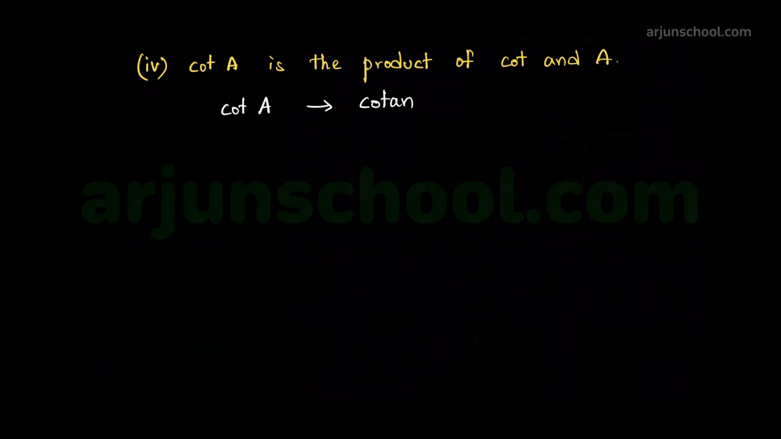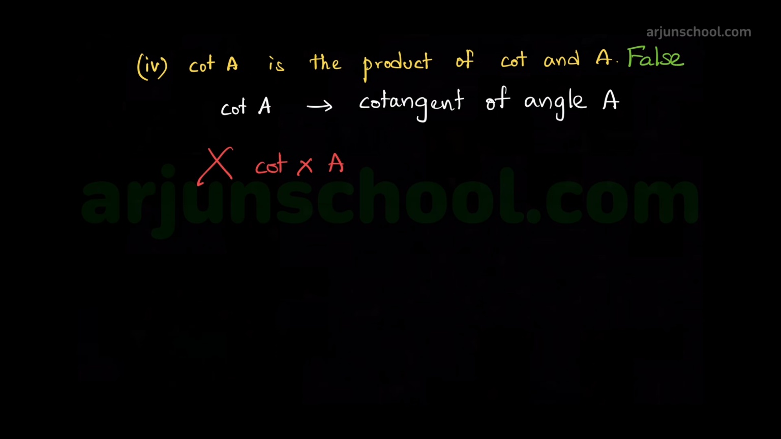Fourth problem. Cot A is the product of cot and A. This statement is false. Cot A is a single trigonometric ratio called cotangent of angle A. It does not mean cot times A. It is like sin A or tan A function value, not a multiplication. Therefore, the statement cot A is the product of cot and A is false.